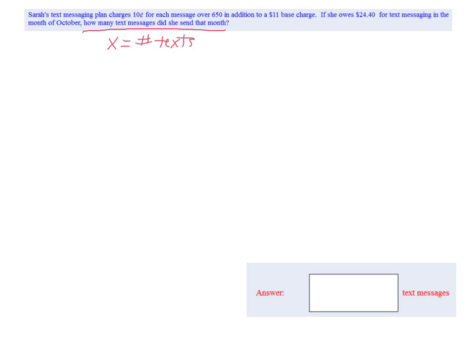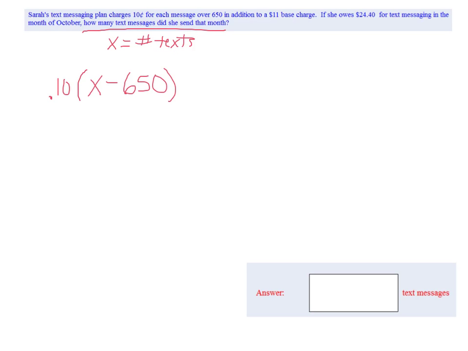Okay, so let's work on setting up our equation. Her plan charges 10 cents for each message over 650. So she's going to have to pay 10 cents. I'm going to write that 0.10, 10 cents, for each message, so I'm going to take 10 cents times all of her text messages. But here's the deal. She gets 650 of them free. She's only paying the 10 cents on the things above and beyond 650. So I'm going to start off with x, because this is the total number that she sent. But I'm going to subtract out the 650 texts that she gets for free. And then this will represent the leftover, or the extras, the amount over the 650.